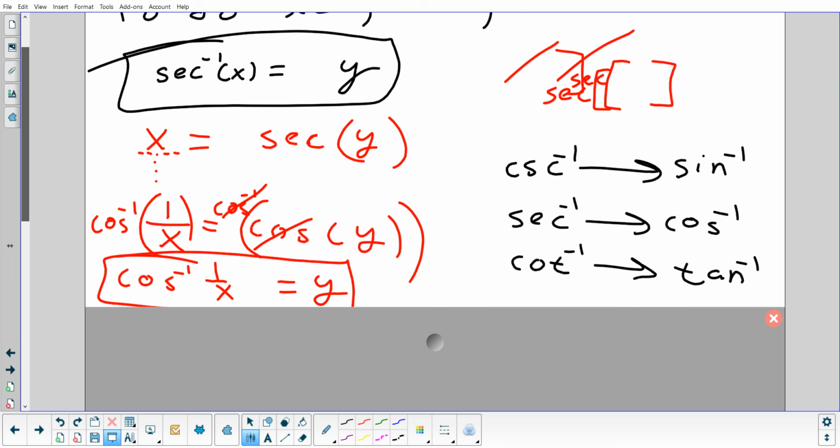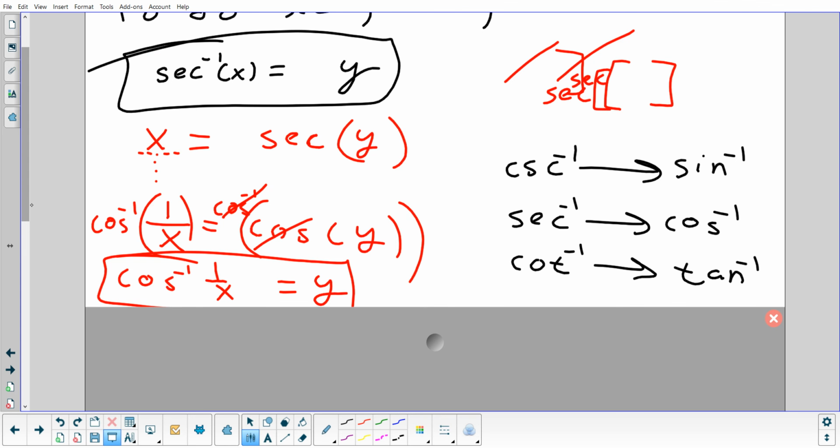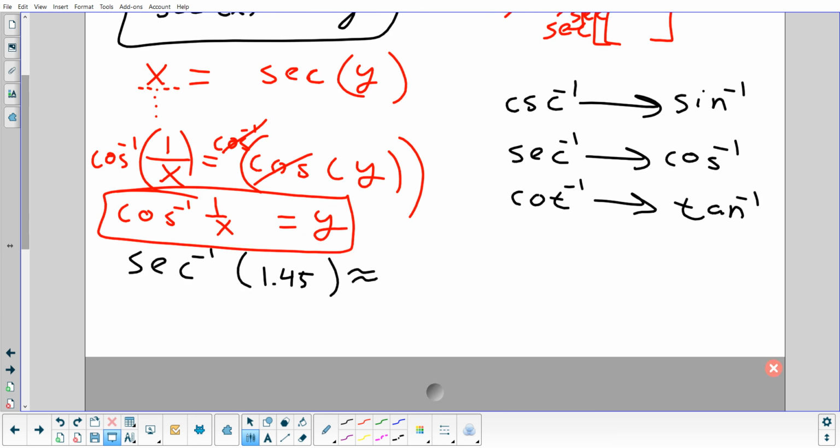All right, so that's the first thing you do. Change your trig function, flip the number that's in the parentheses. So a little more complicated because we don't have a button, but that's as simple as you can make it. So let's try this one. Inverse secant of 1.45. First of all, I'm not going to be able to look that up in the table. It's not there. Second, we don't have a button for inverse secant. So, what trig function can we use instead of inverse secant that we have a button for?